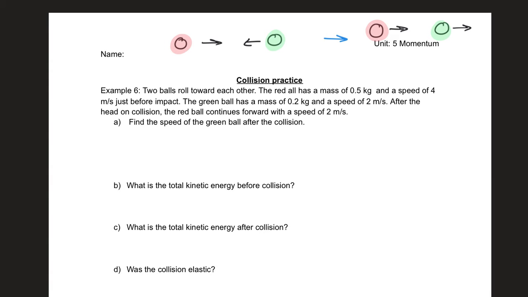We're going to label everything that we're given. So we're given that the red ball has a mass of 0.5 kilograms and a speed of 4 meters per second. And then the green ball has a mass of 0.2 kilograms and a velocity of 2 meters per second. Now that we labeled everything, we also know, by the way, that the red ball is going to have a final velocity of 2 meters per second.